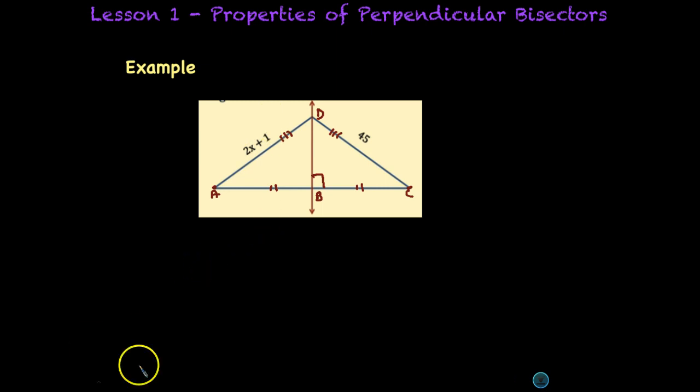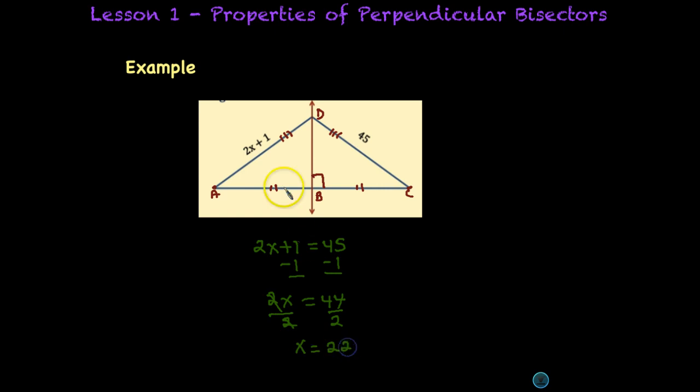So if I wanted to know what x was, then I could just say that 2x plus 1 equals 45, and then I can solve for x by subtracting 1 from both sides, and then dividing both sides by 2 to get 22. So x would have to be 22. And I can check my work by plugging that back in. 2 times 22 is 44, and 44 plus 1 is in fact 45.